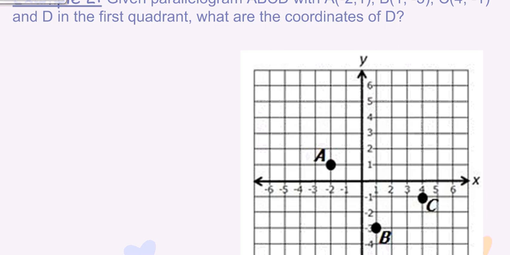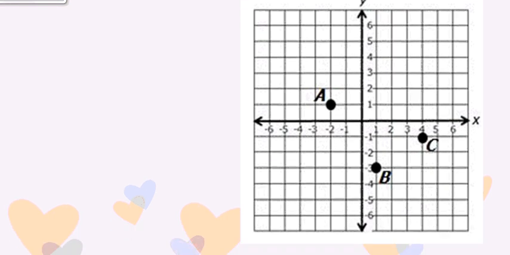So we're going to find the slope. I'm going to take the slope from A to B and then apply that slope to C. So if I'm going from B to A, I've gone up 1, 2, 3, 4, and over 1, 2, 3. So I went up 4 over 3. So I'm going to go up 4, 1, 2, 3, 4, and over 3, 1, 2, 3. And there would be my new point for D.